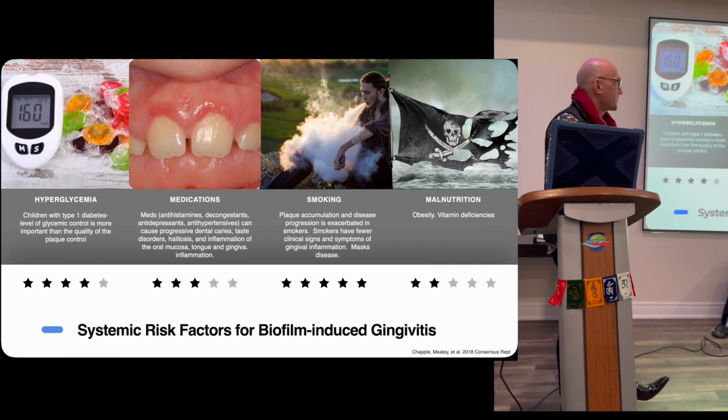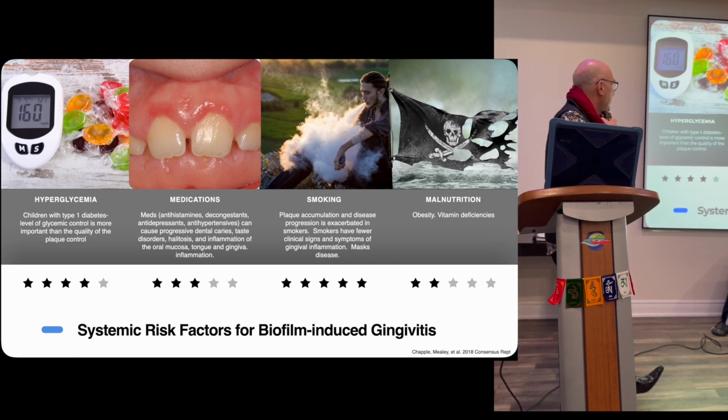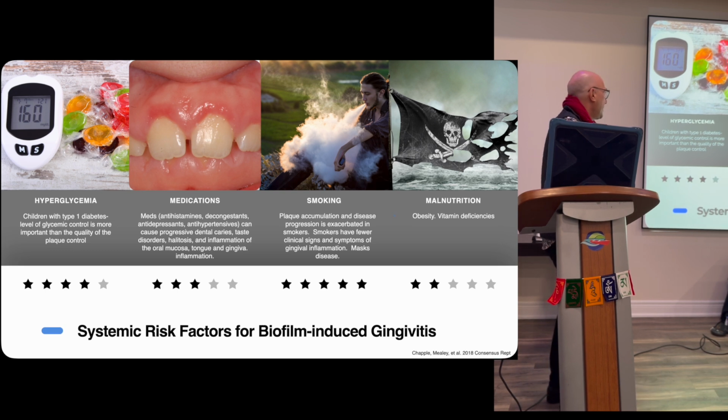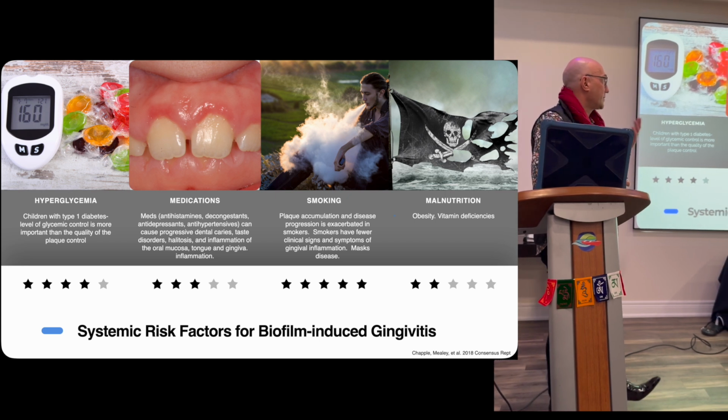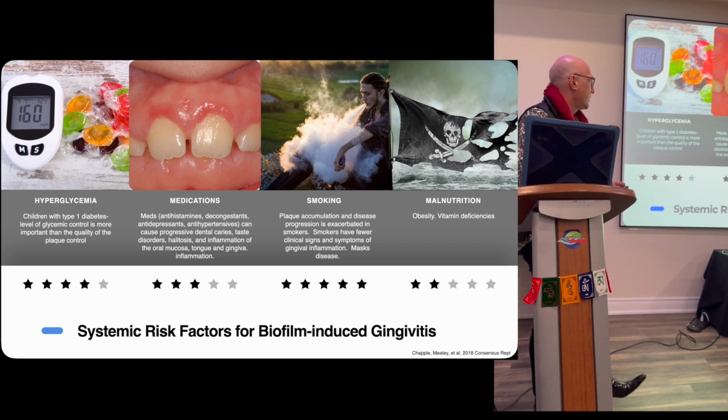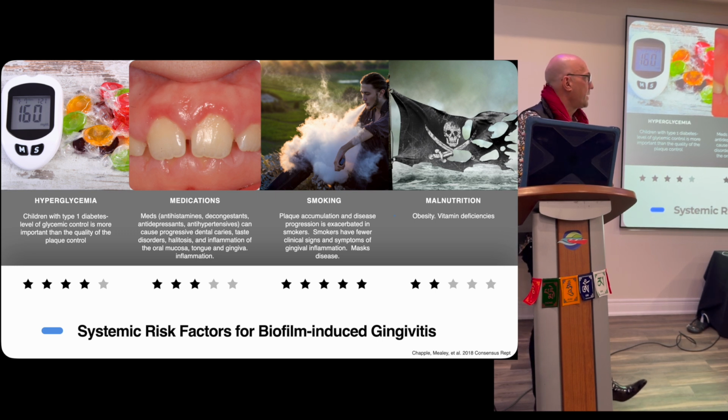Systemic risk factors, and I've starred how important each one is. Hyperglycemia is really important. And in children with type 1 diabetes, the level of glycemic control is more important than the quality of the plaque control, if you knew that. Medications, there's a whole list of medications, antihistamines, decongestants, and they can progress to not only gingival conditions, but dental caries, taste disorders, halitosis, inflammation.